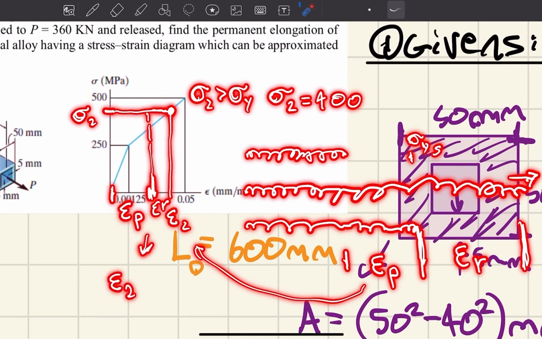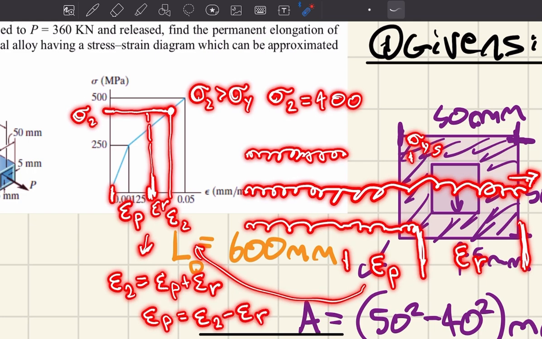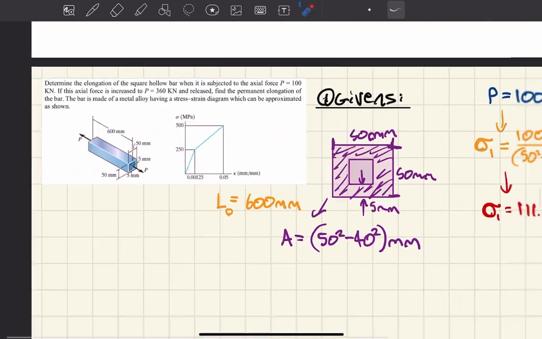From this, I know that epsilon 2 is equal to, just from basic addition, the permanent strain plus the recovery strain. If I rearrange this equation, I know that the permanent strain for this case is equal to epsilon 2 minus the recovery strain. So this is the equation I'm going to end up using later down the road. But don't worry, we'll explain that. This is just the concept. So maybe this might have confused you more, but it's all right.